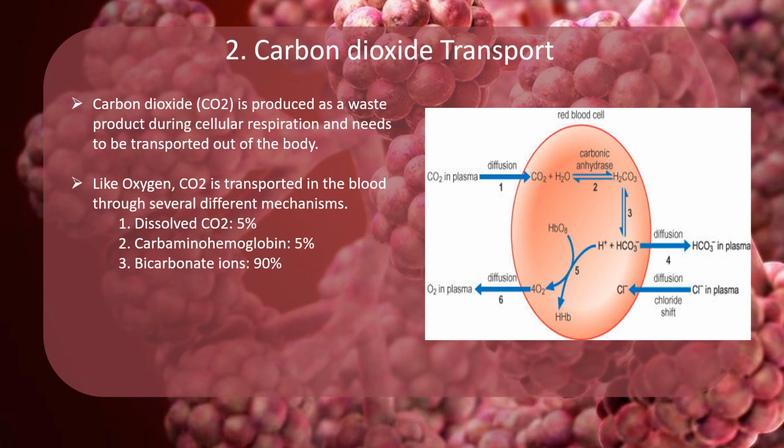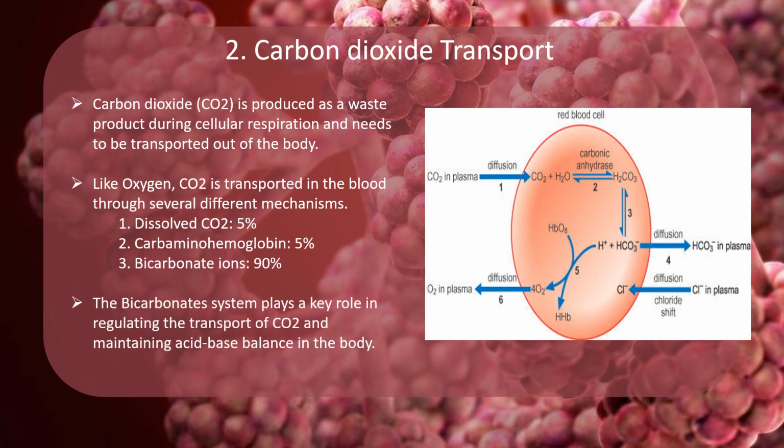Next one is the bicarbonate ions. The majority of carbon dioxide is converted to bicarbonate ions in red blood cells through a series of reactions. Carbonic anhydrase, an enzyme present in the red blood cells, catalyzes the reaction of carbon dioxide and water to form carbonic acid, which then dissociates into bicarbonate ions and hydrogen ions. The bicarbonate ions then diffuse out of the RBC and into the plasma, while the hydrogen ions are buffered by hemoglobin or other molecules.